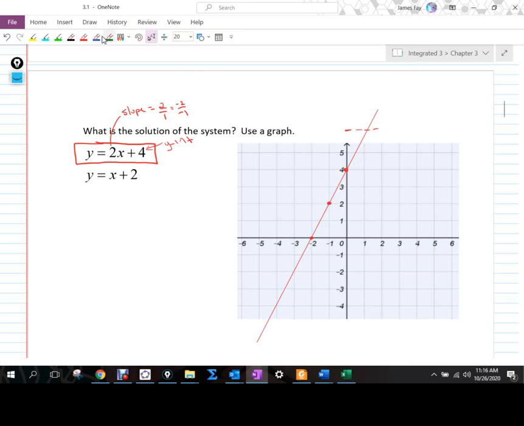Okay. Now we're going to go graph y equals x plus 2. So what is my y-intercept there? 2. And then where am I going to go from there? Up 1, right 1, right? Up 1, right 1, as many times as you need to do that. And then we're going to connect those.